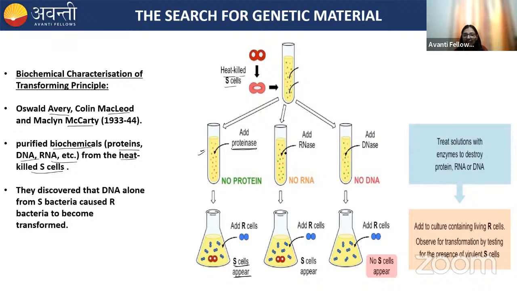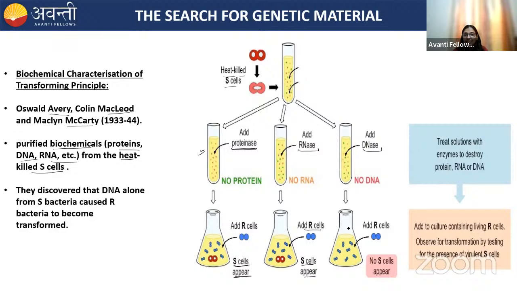Next, they treated the solution with the RNase enzyme. Now the RNase will act on RNA and degrade the RNA. When they poured the solution into the culture containing the R cells, they observed that again the S cells appear. In the third tube, they used DNase. Now DNase will act on DNA and degrade the DNA.